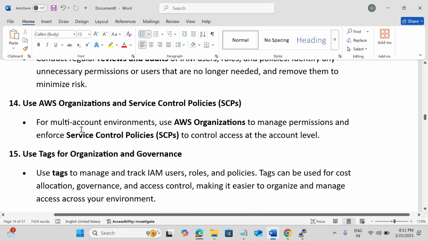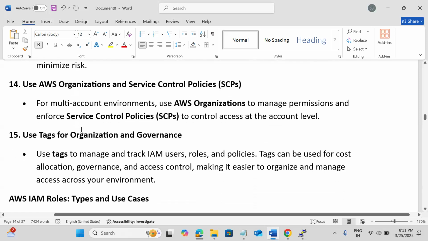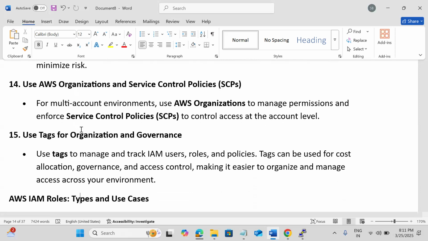Then it is always recommended to use tags also. Based on the tags, we can track the IAM users or policies. For cost allocation and governance, it is one of the best practices. I'll explain tags in Cost Explorer. With this, the overall cost we can reduce by using tags, and for that we are definitely going to use tag-based tracking.